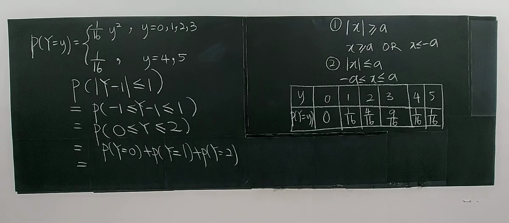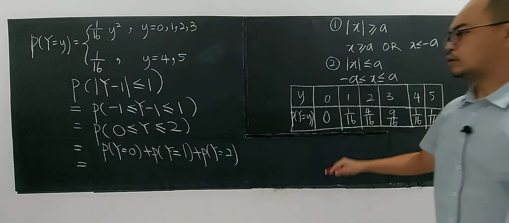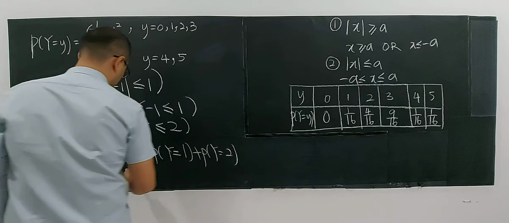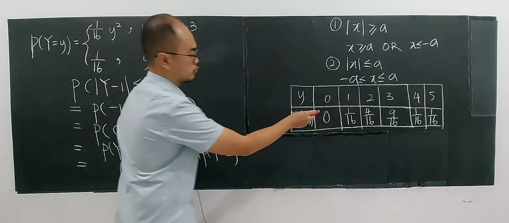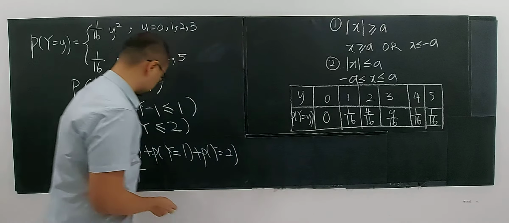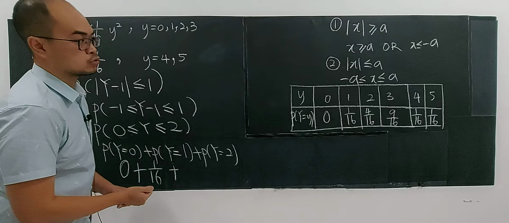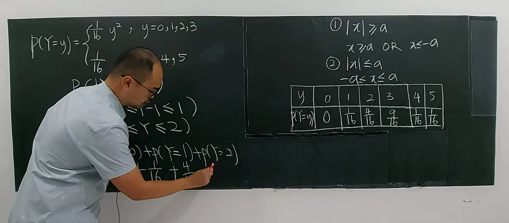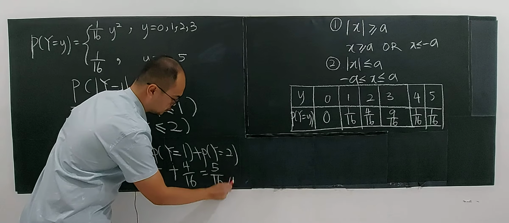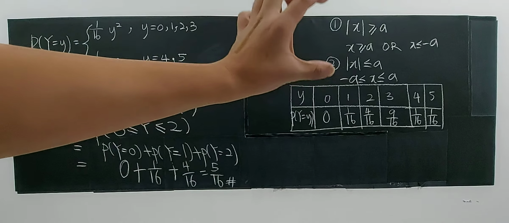Now easily you can take the values from here. When y is 0, the probability is 0, and the probability of y is 1 is 1 over 16. Add with y equals to 2, which is 4 over 16. If you total this up, you are getting 5 over 16. Very simple. Remember this, very important.